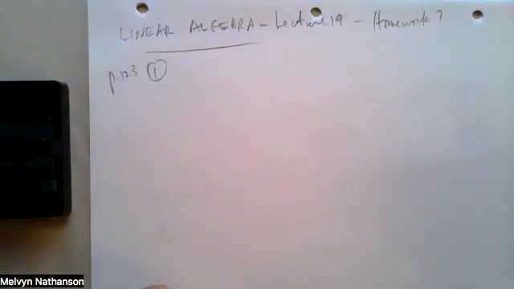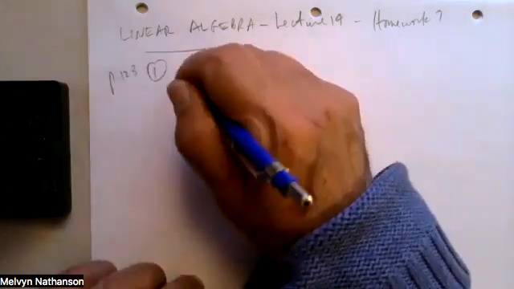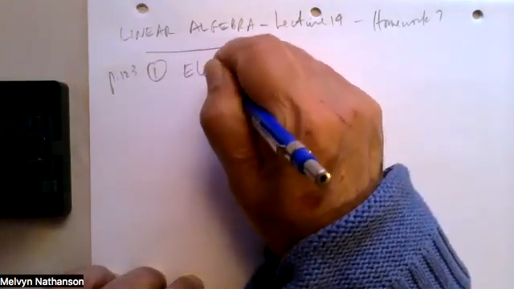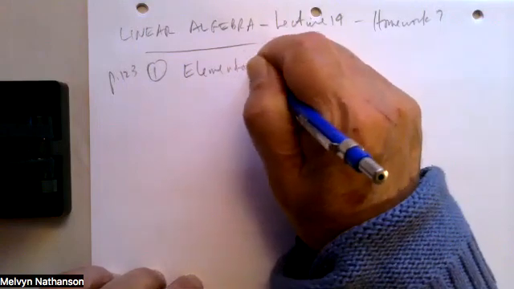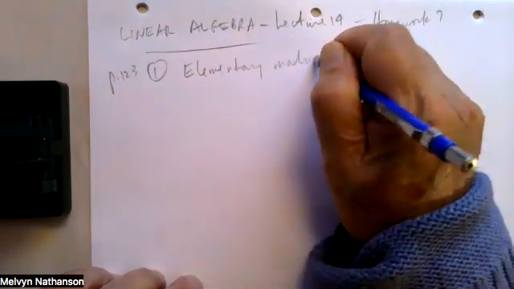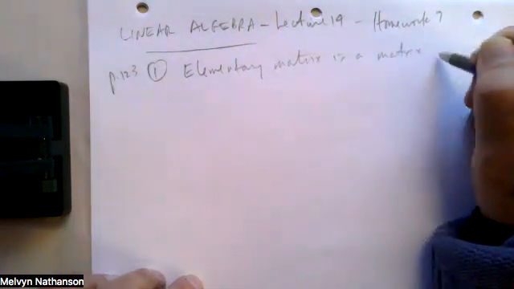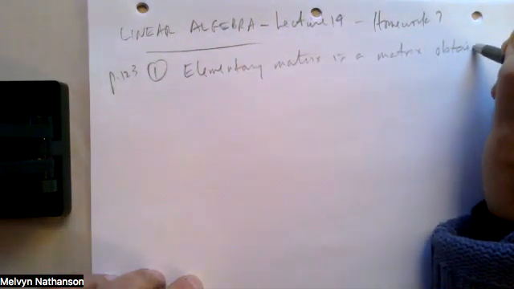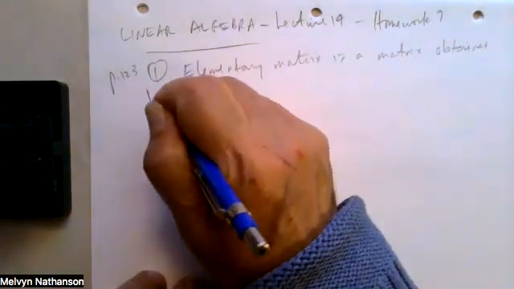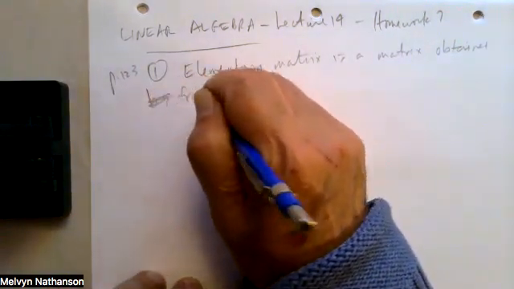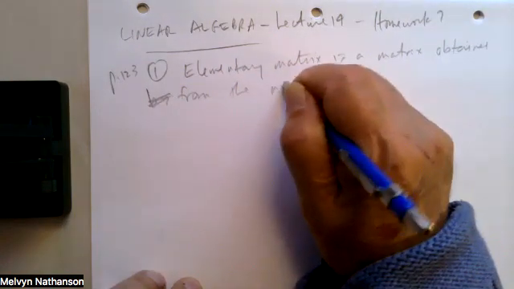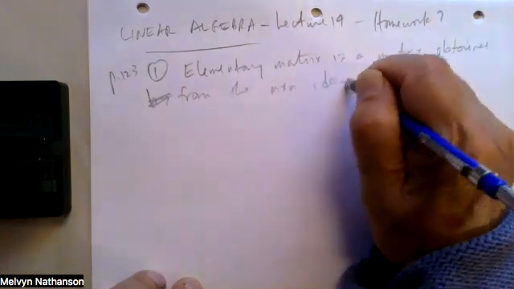So number 1 asks us to find elementary matrices. So what is an elementary matrix? An elementary matrix is a matrix obtained from the n by n identity matrix.